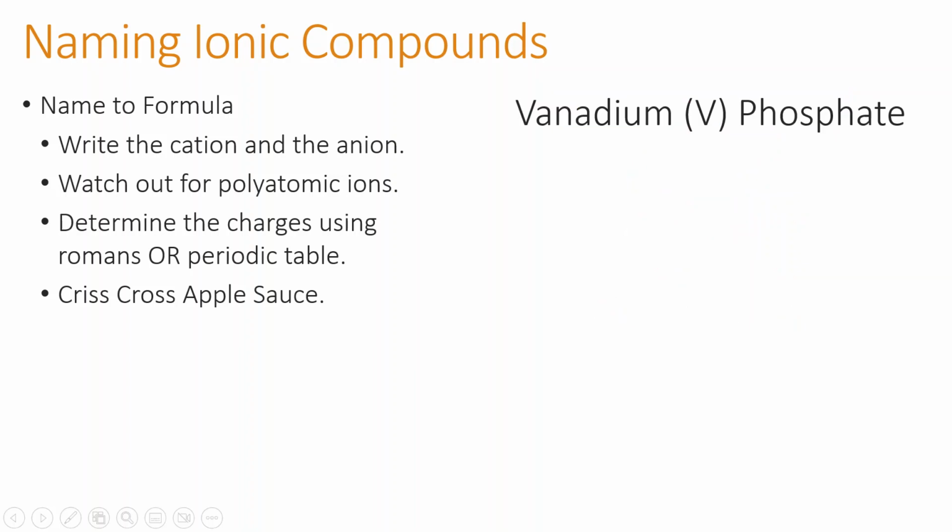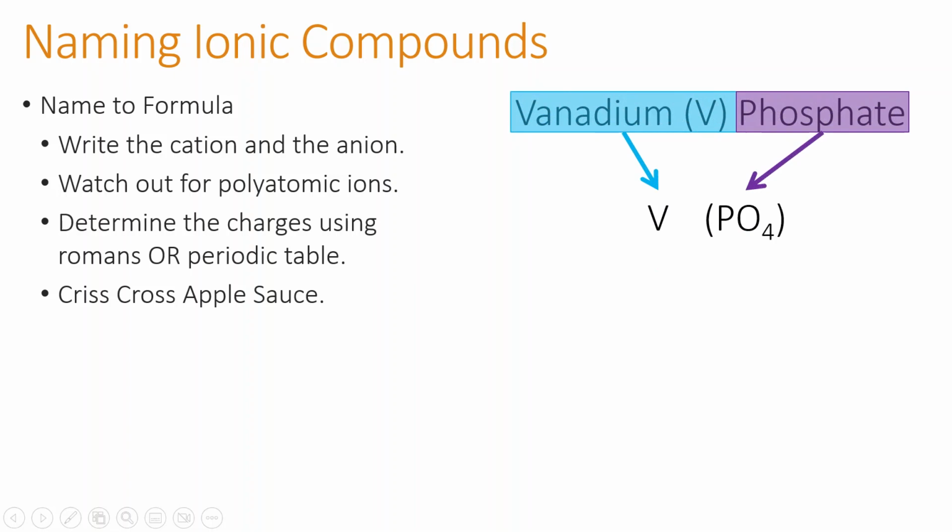Next we have vanadium 5 phosphate. So vanadium is V, and phosphate is a polyatomic ion, PO4. The charge on this particular vanadium is +5. So remember that those transition metals can have lots of different charges. Phosphate is -3. So it seems like our least common denominator here is going to be 15.